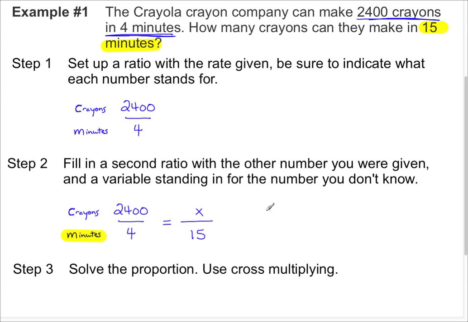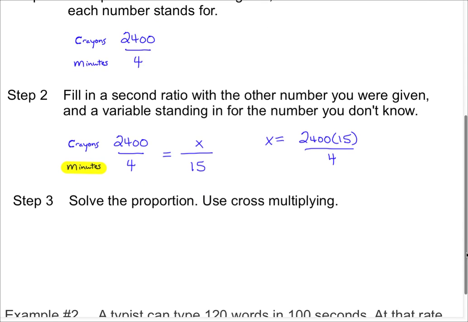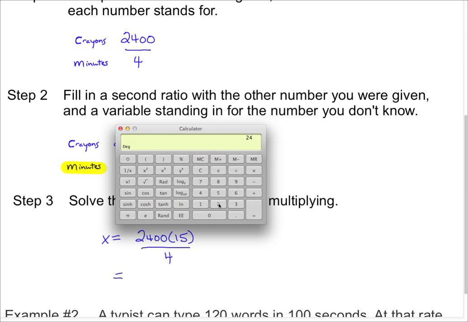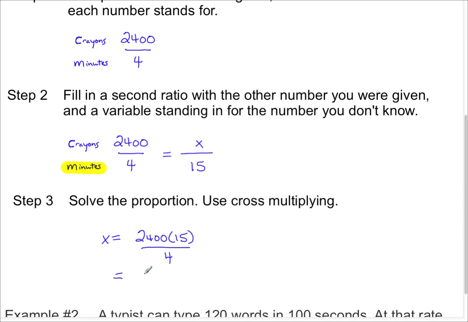Now, if we're going to solve by cross multiplying, remember I take the x, and the two numbers that don't go with the x go on top: 2,400 times 15, divided by the one that goes with the x. The cross that goes with the x is the 4. So it says solve the proportion using cross multiplying. I'm going to take this little thing here because that's actually our solution, and we're going to plug that into our handy dandy little calculator. That says 2,400 times 15 divided by 4, so 9,000.